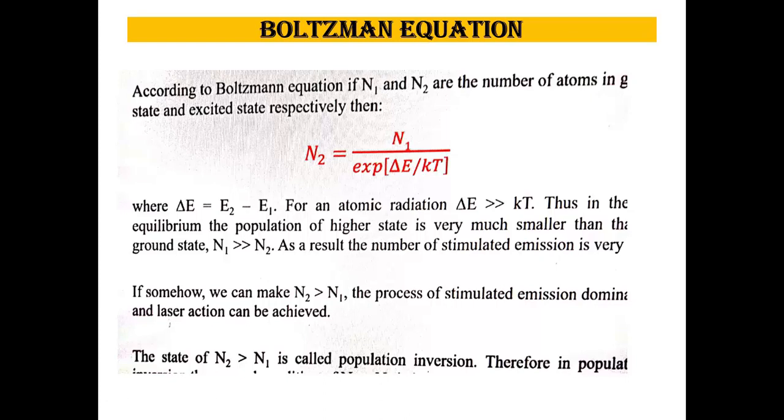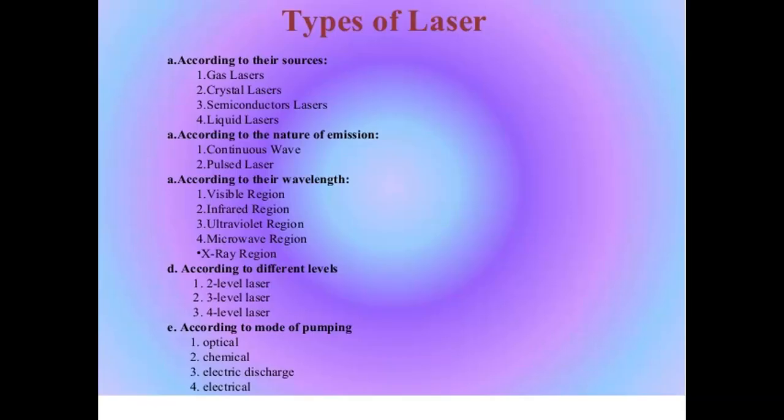So what we need to do is change the temperature of the system in such a way that a condition can be brought about whereby most of the atoms or electrons can reside in the excited state. Okay, so if somehow we can make N2 greater than N1, then in that particular case the process of stimulated emission dominates and laser action can be achieved. So this relation you should remember.